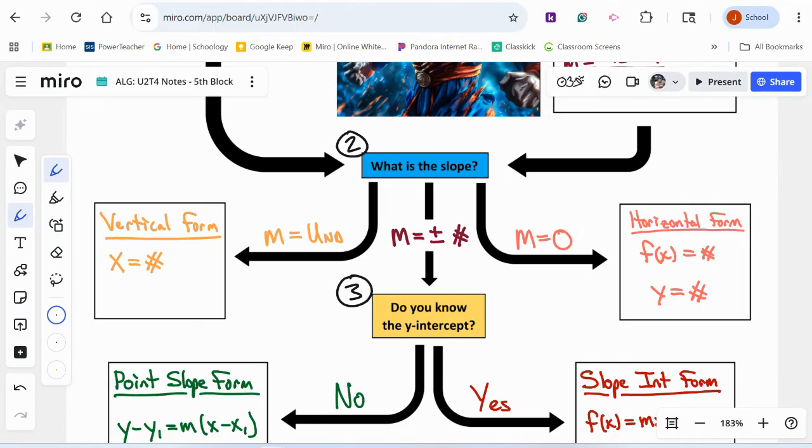That's when slope dude becomes a human puddle and therefore undefined, right? So again, the whole point of this is to follow the flow chart to a specific form to use. So if the slope's undefined or the slope's 0, guys, you're done. Take vertical form, take horizontal form, write your equation, you're golden.